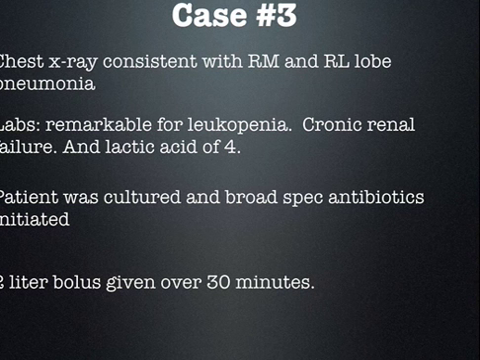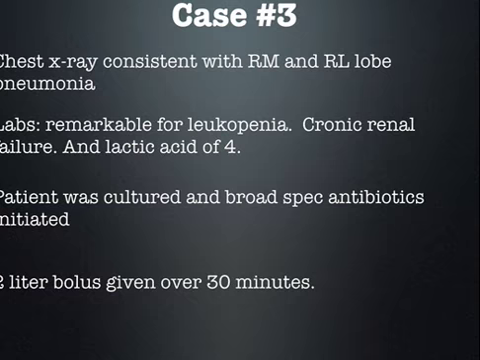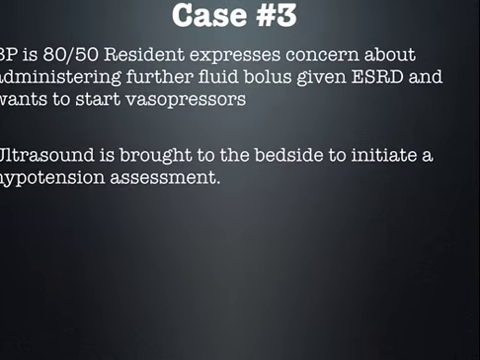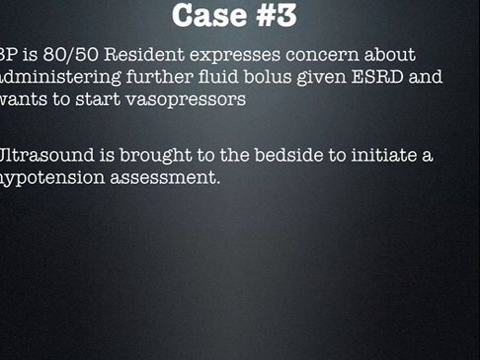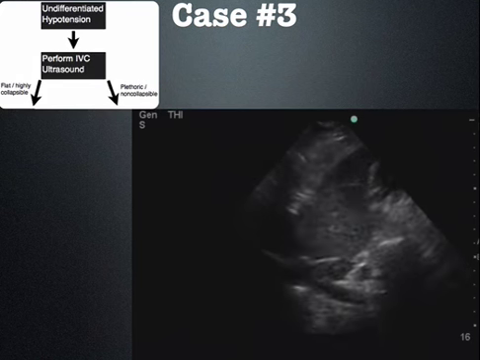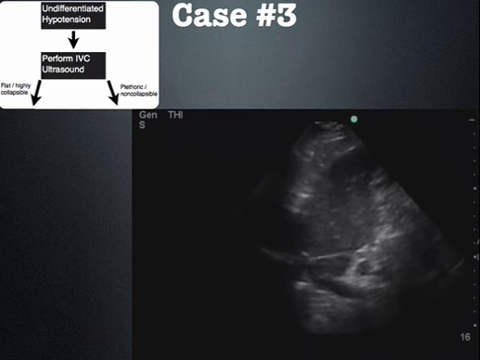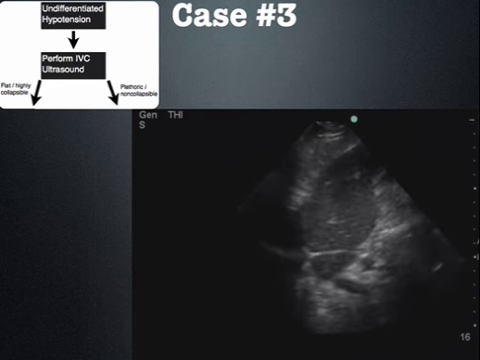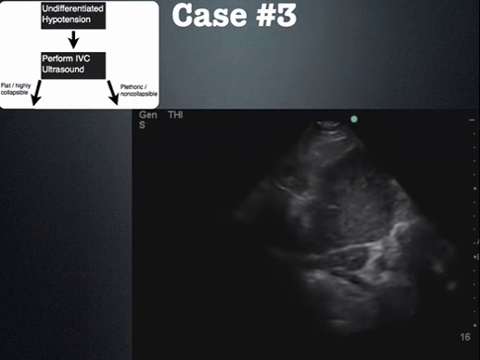Her x-ray shows a pneumonia as well. She has a lactic acidosis, and we went ahead and started appropriate treatment. We gave her 2 liters of fluid over 30 minutes, and her blood pressure remained low at 80/50. The resident was concerned about giving her more fluids because she's an end-stage renal disease patient. We don't want to put a dialysis patient in volume overload. So we brought ultrasound in. Here is her vena cava right here after 2 liters. She can tolerate more.